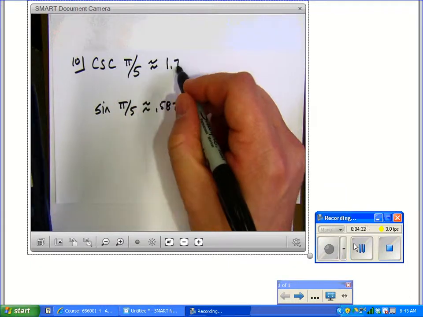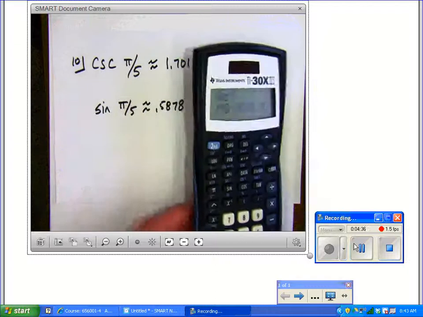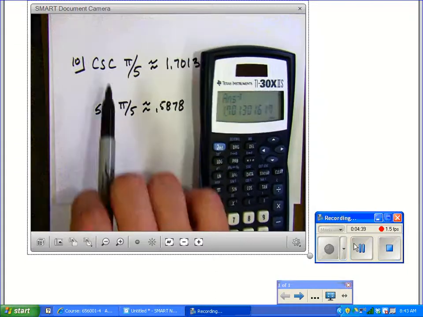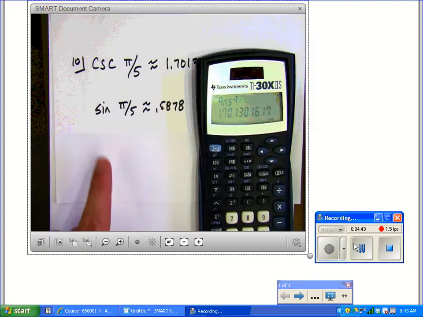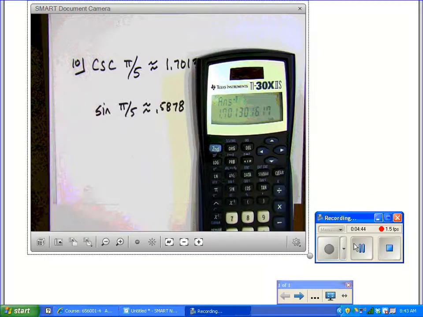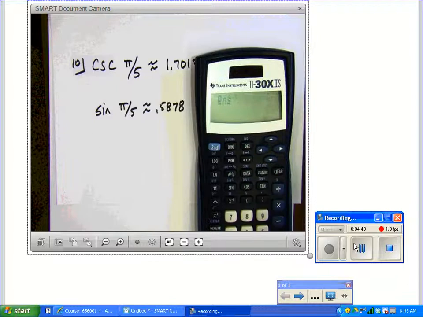It's 1.7013. I'm going to be real careful, because this is probably the only time on my test where I'm going to need my calculator in radian mode. After I do this problem, it's probably a good idea to switch your calculator back into degree mode. Okay, now it's in degrees.